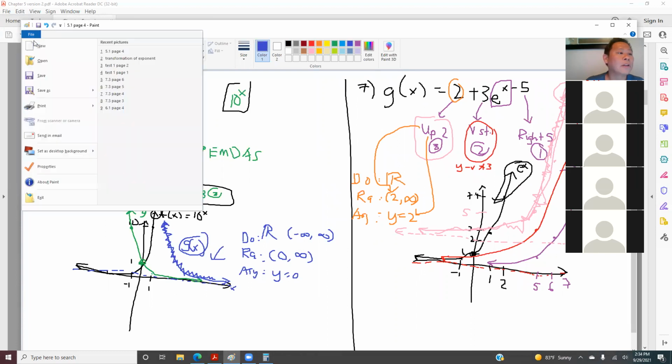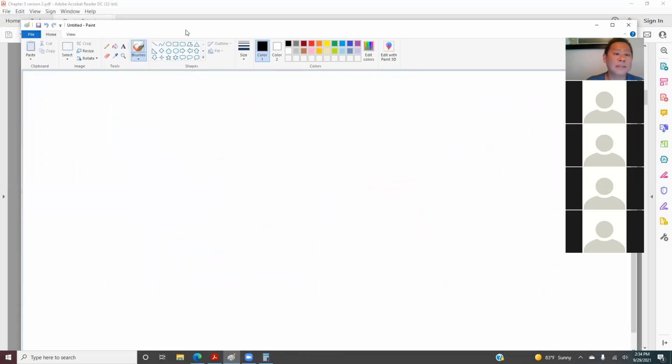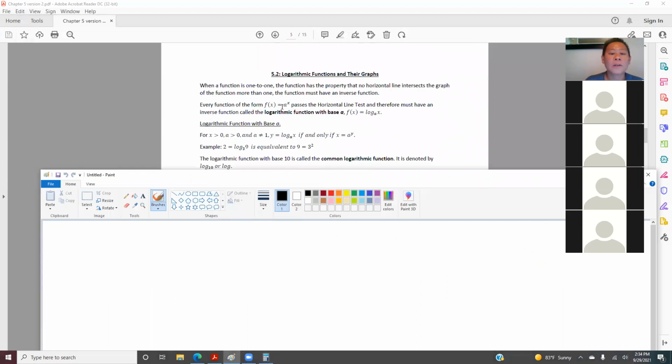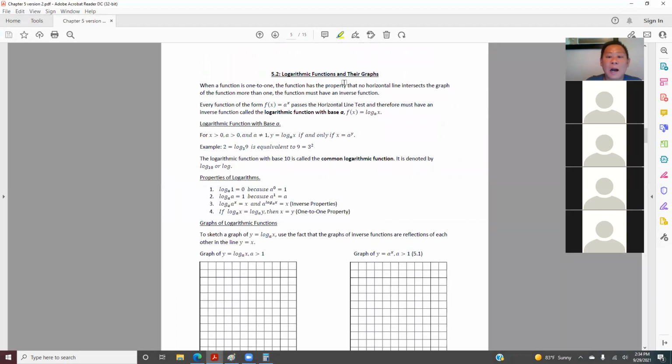Okay, so now we're going to talk about log. So this is the exponents that we talked about, and now we will talk about log here. The log function is actually what we call an inverse function of an exponent. So what is an inverse function? We talked about that in chapter 2.6. In order for you to have an inverse function, it has to pass the horizontal line test. That means that every time you draw a horizontal line, it has to cross at one point.